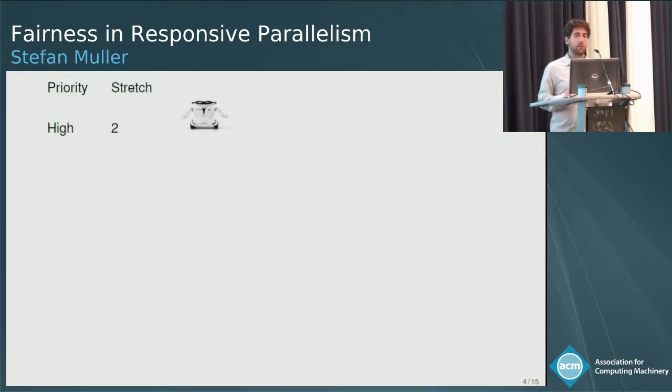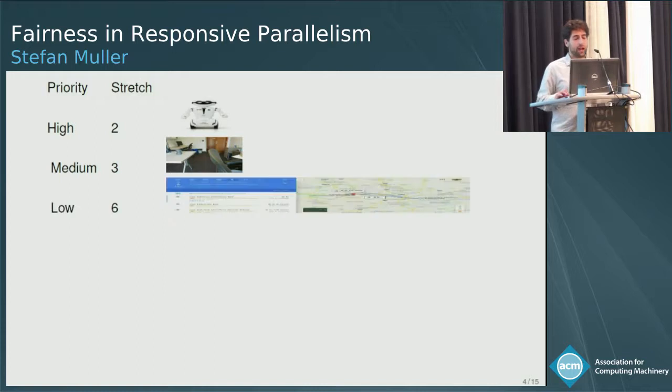So for example, the event loop is very important, and so maybe we're only okay with that running twice as slowly. It needs to run a little more slowly because there's other stuff going on in the system, but we don't want it to run too much more slowly. The medium priority short-term planner, maybe we're okay with that stretching by 3, and maybe we're okay with the lower priority computation stretching by 6.